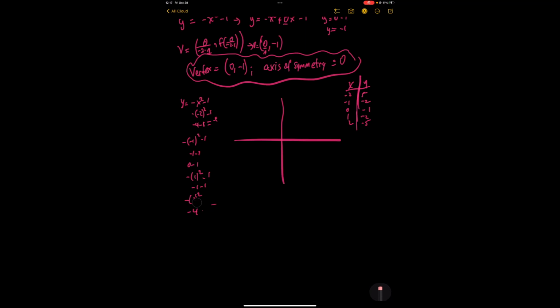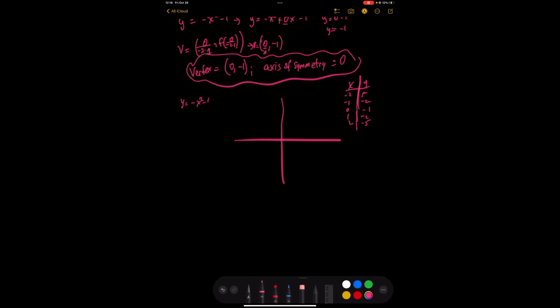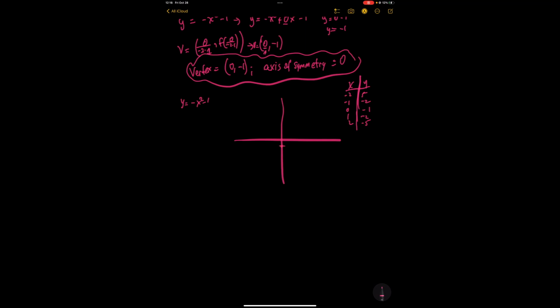So now we can just graph them. All right, so let's graph them. 0 is right here for x, and y is negative 1, so that's right here. Negative 1 for x is negative 2 for y. It's negative 1, negative 2. Negative 2 for x is negative 5, so 3, 4, 5. That's right here. And 1, negative 2, and 2, negative 5. And we have something like this.